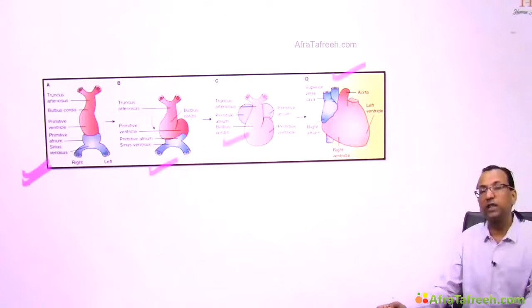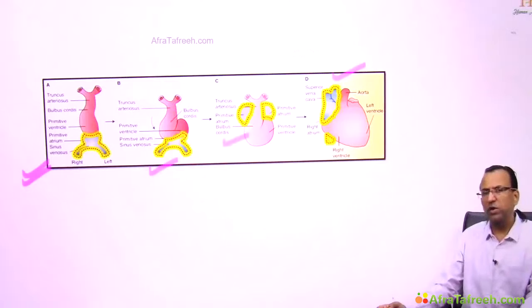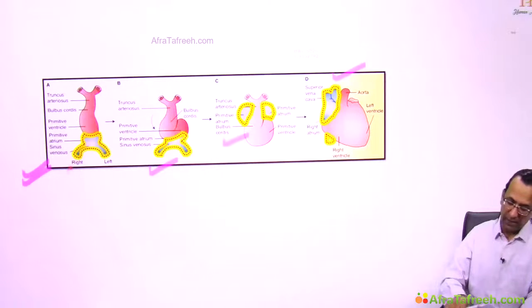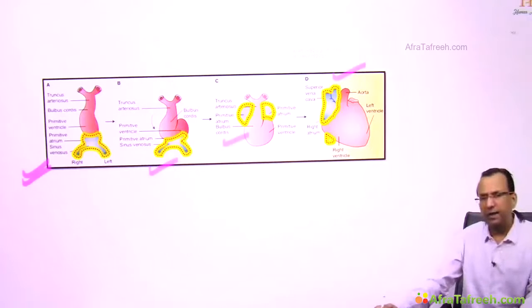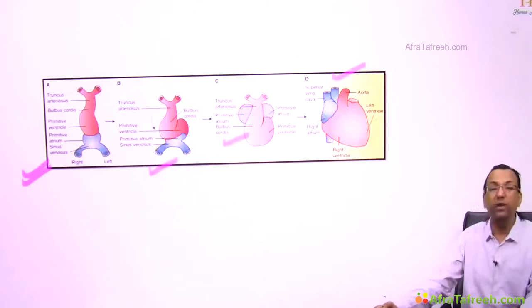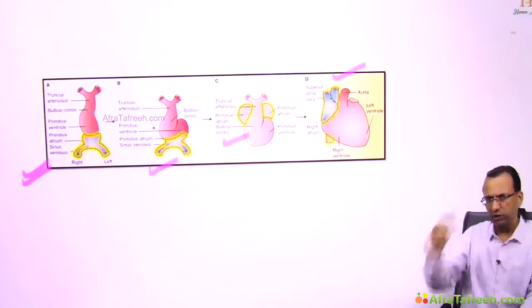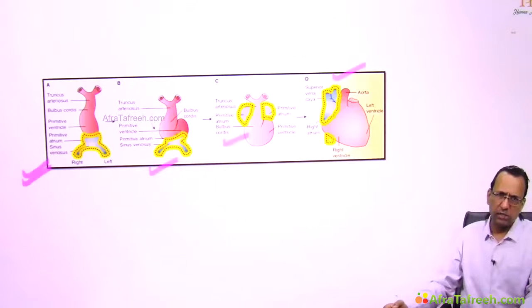Yes, I want to look at that now, because I want to see what is the derivative of right horn and left horn of sinus venosus in the diagram. To see the derivative of right and left horn of sinus venosus, I must look at the developing heart from the posterior side, because veins are going posterior. So can we see the posterior view of the heart?